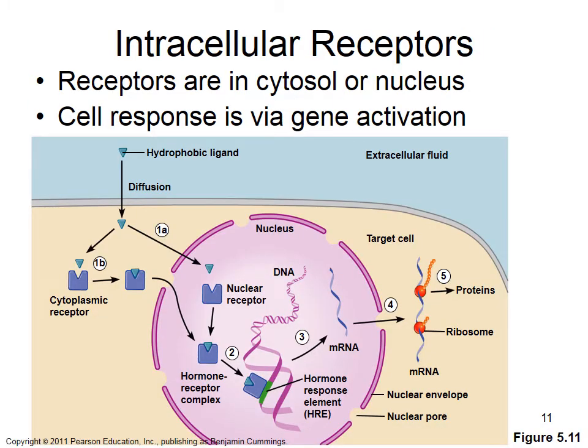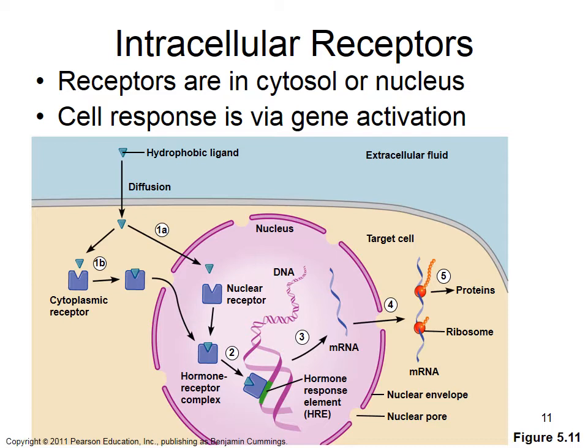Okay, so intracellular receptors are for hydrophobic chemical messengers. Those hydrophobic ligands just diffuse into the cells. And you can have cytoplasmic receptors, or oftentimes the receptors for hydrophobic hormones are actually in the nucleus. And they're called nuclear receptors.